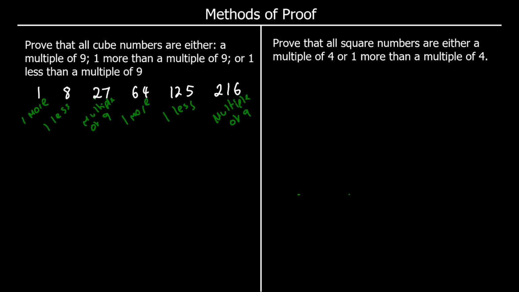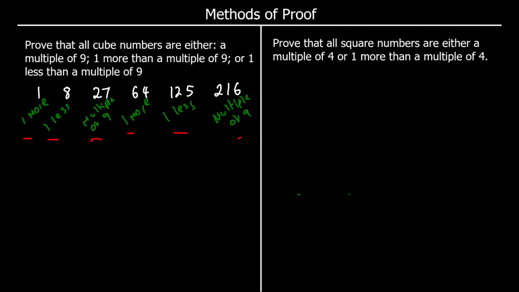So we've got 3 different cases. It repeats every 3: 1 more, 1 less, multiple of 9. 1 more, 1 less, multiple of 9. So we're going to use the 3 times table. We're going to say a number can either be in the 3 times table, 1 more than the 3 times table, or 1 less than the 3 times table. Or we could say 3 times table, 1 more than the 3 times table, and 2 more than the 3 times table. Either way, we're just using the 3 times table for this question.